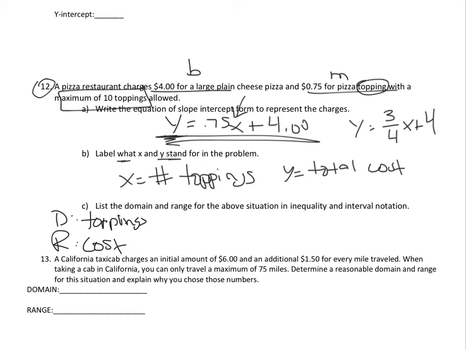Well, the toppings, can we have -1, -2? Don't think so, but we can have 0. You can absolutely have a plain pizza. Okay, what about the max toppings? That's where the directions come in. We can have 10 toppings. You can't have any more.